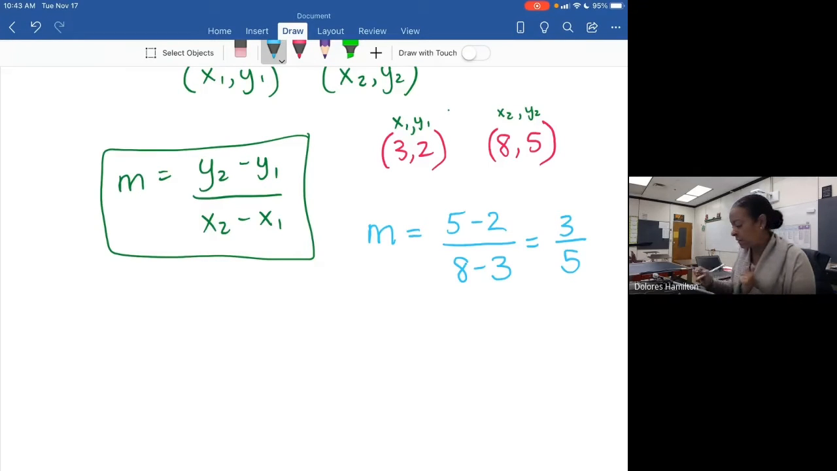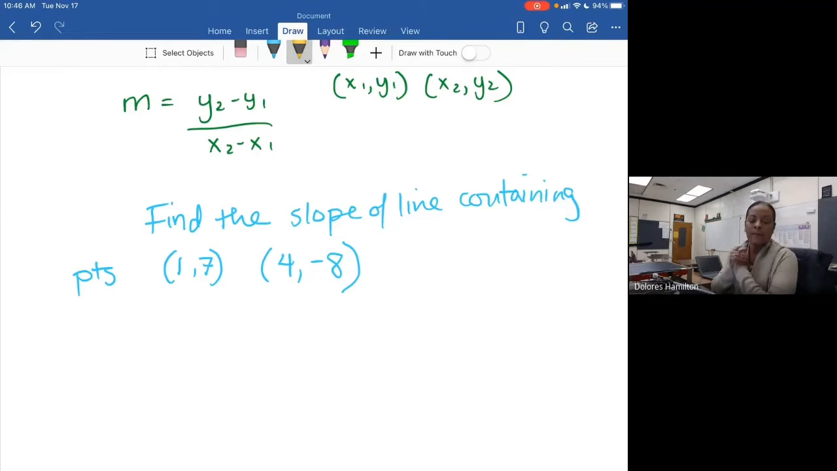Let's do another example. What if we were asked to find the slope of this line that contains these 2 ordered pairs, 1, 7, and 4, negative 8? We would first identify that one of those ordered pairs is going to represent x1, y1, the other x2, y2. And then we go back to our formula and plug them in.